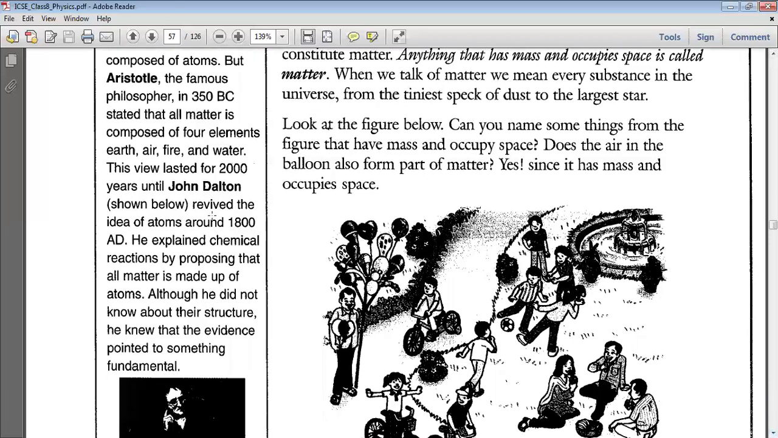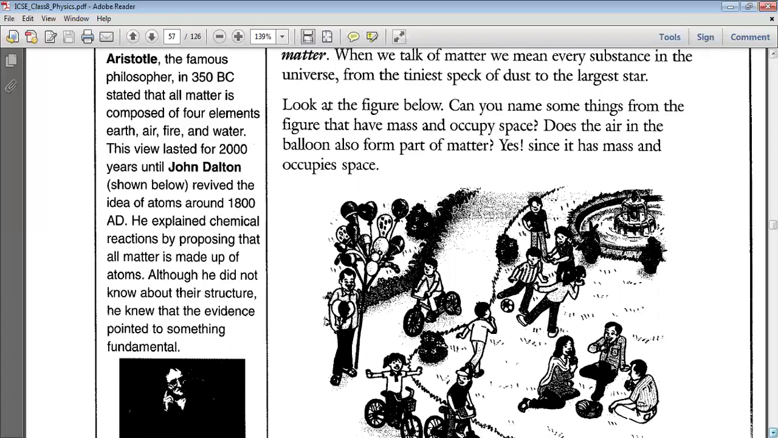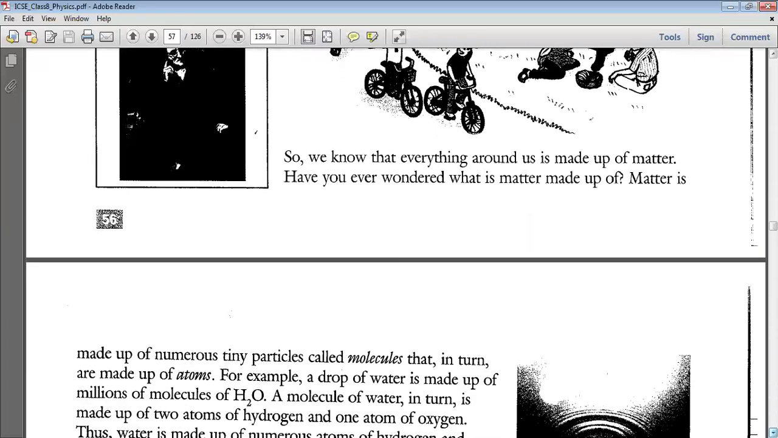Dalton had no idea how matter was made up, or what atoms looked like. Although he did not know how they actually look, he knew that if there are atoms, this may point to something very fundamental: atoms make up the building blocks of matter, or atoms are something which build up matter. So everything around us is actually matter.